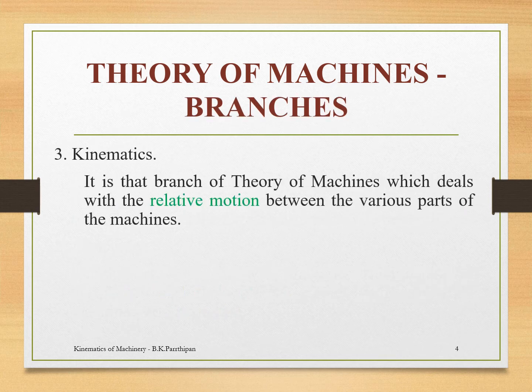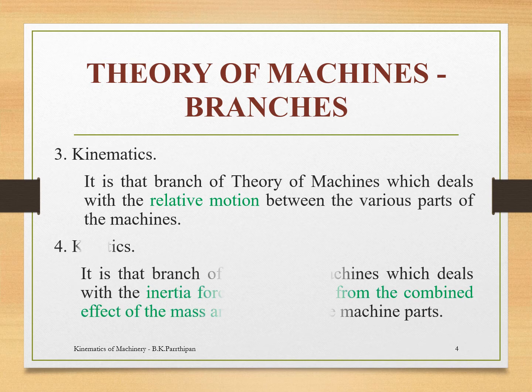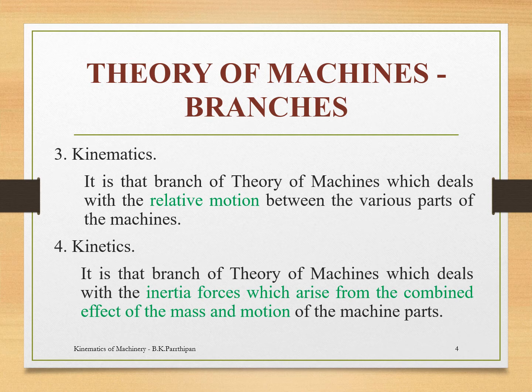Now the next branch is kinematics. Kinematics is the branch of theories of machine which deals with the relative motion between the various parts of the machine. Last branch is kinetics. Kinetics is the branch of theory of machine which deals with the inertia forces arising by the combined action of mass and motion. Actually, inertia force is an imaginary force which acts opposed to the developed force or the induced force.